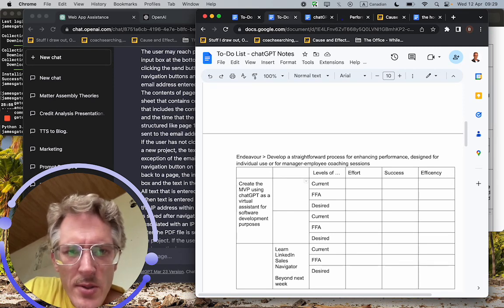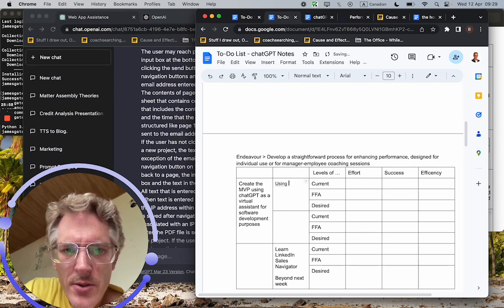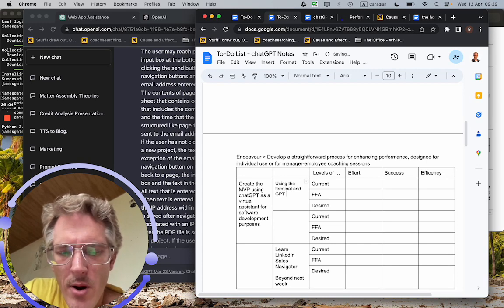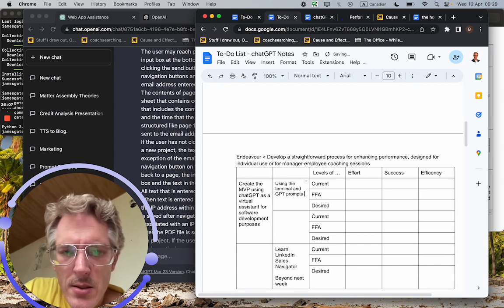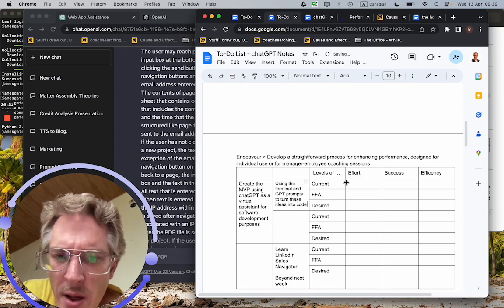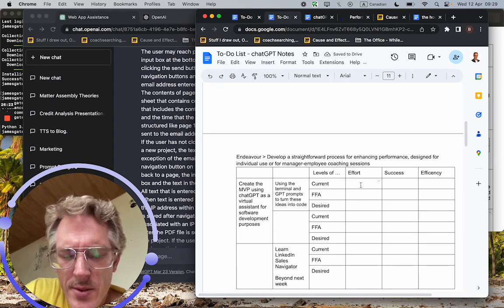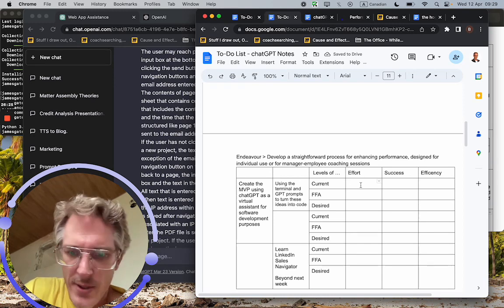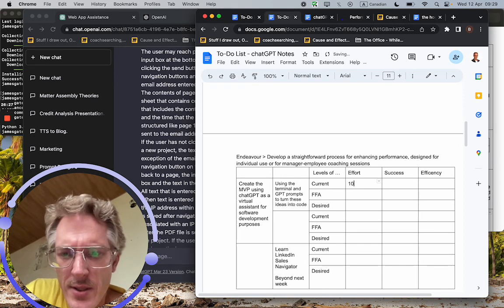All right, so what am I doing? So I'm basically using the terminal and GPT. I'm just going to call it GPT now. Prompts to turn these ideas into code. Now the effort is like enough time. Spend a whole day on it, so I would say definitely enough.